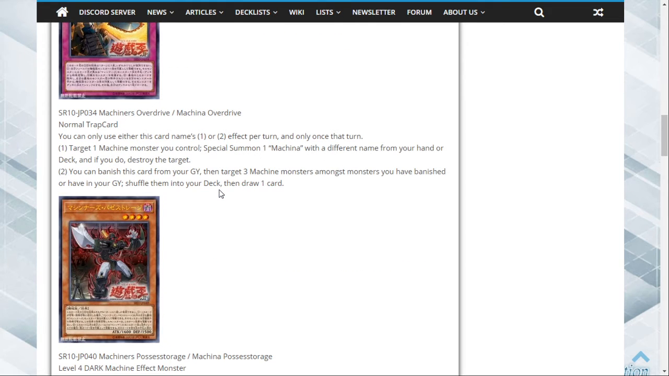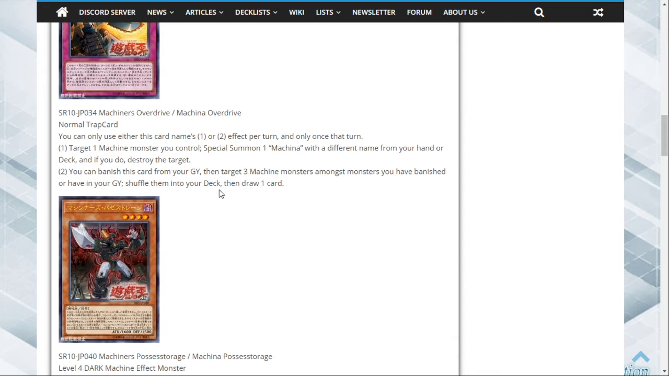Next up, Machina Overdrive. Machina Overdrive is a normal trap card. You can only use either effect per turn and only once that turn. Target one machine monster you control, special summon one Machina with a different name from your hand or deck, and if you do, destroy the target. Second, you can banish this card from your graveyard. Target three machine monsters amongst monsters you have banished or in your graveyard. Shuffle them into the deck.